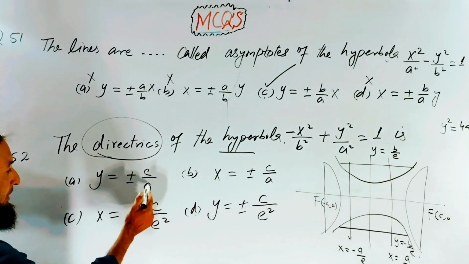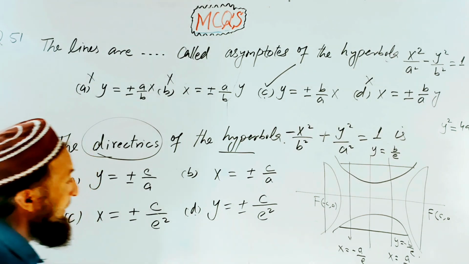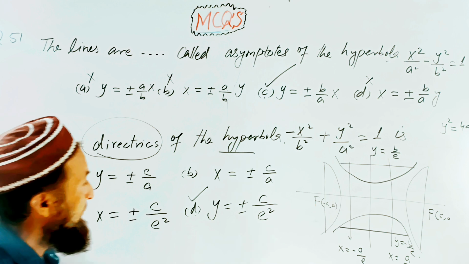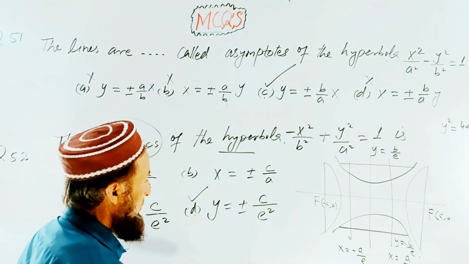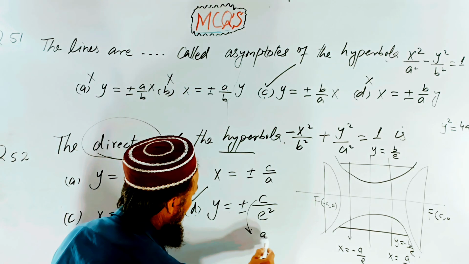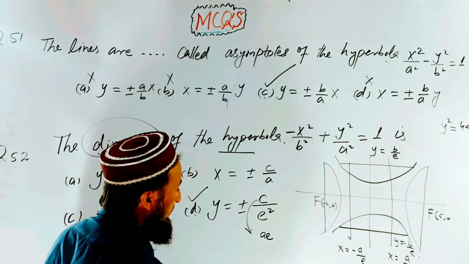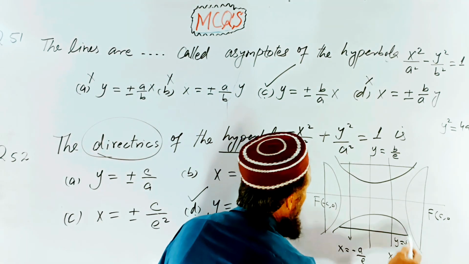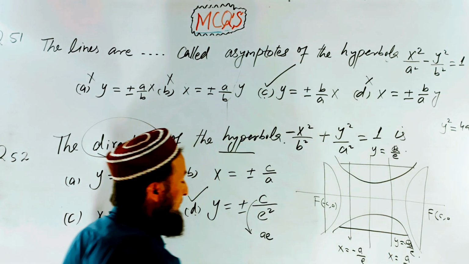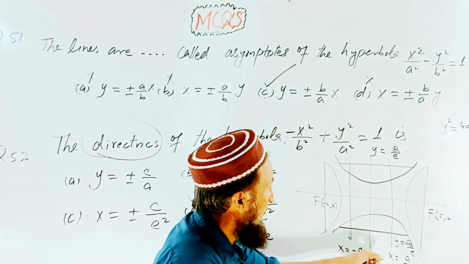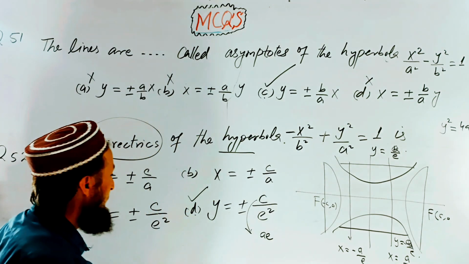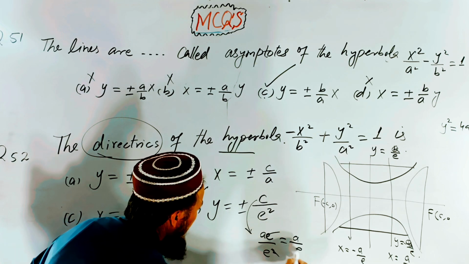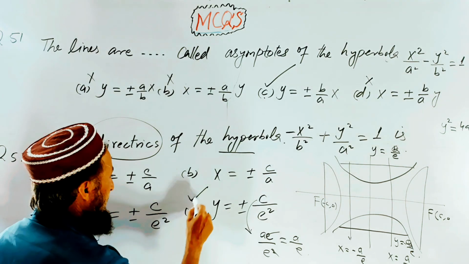This option is not correct because here it is c divided by a, but here we require b divided by e. And this option is correct because, as we discussed in the foci, c is equal to ae. If we put that here, we get a divided by a. In this situation, because the y-axis is being used, the vertices are along b is equal to a. We put a divided by e square, so e and a cancel, and we get a divided by e. We require this result, so this result is the correct answer.